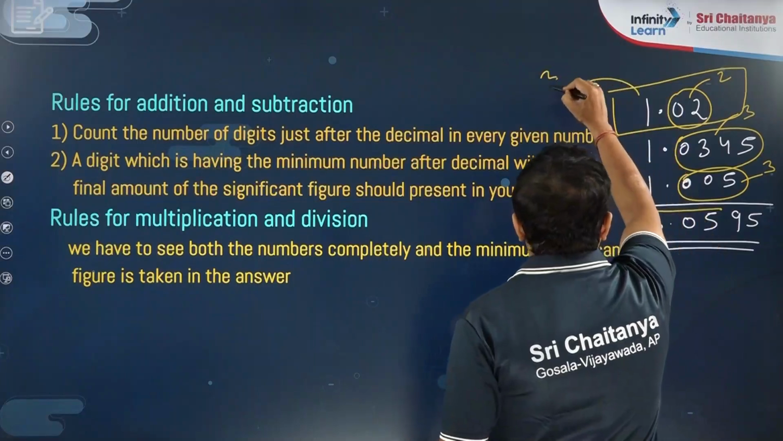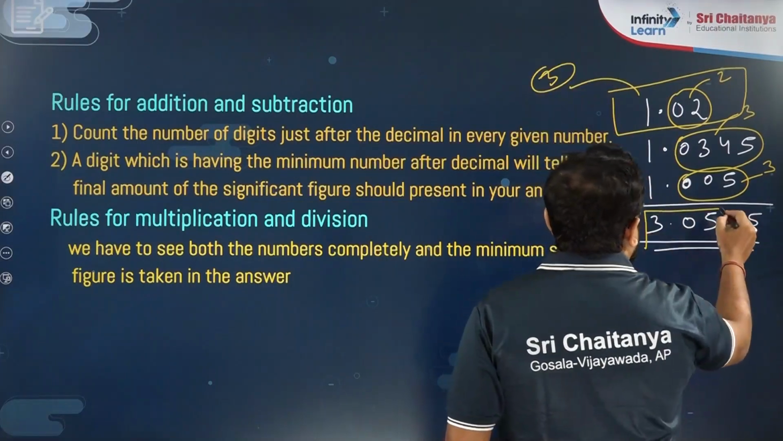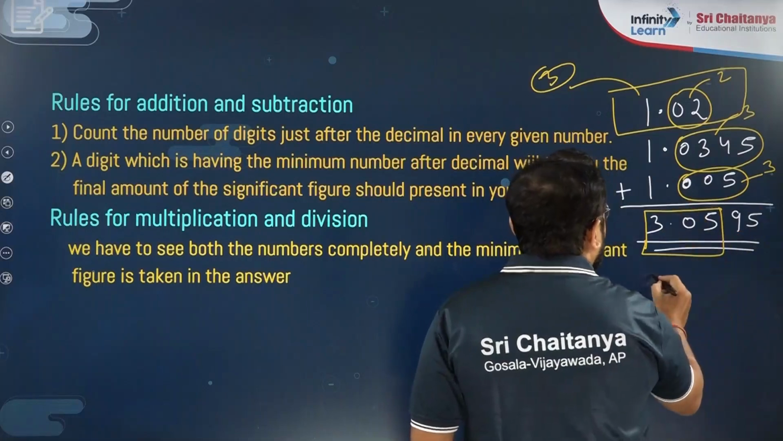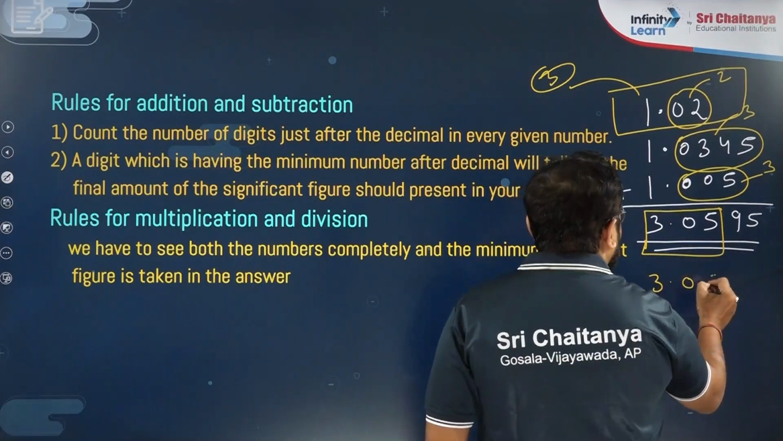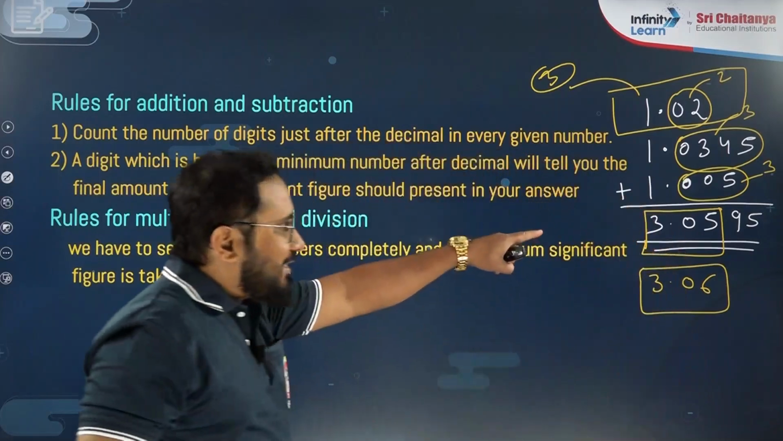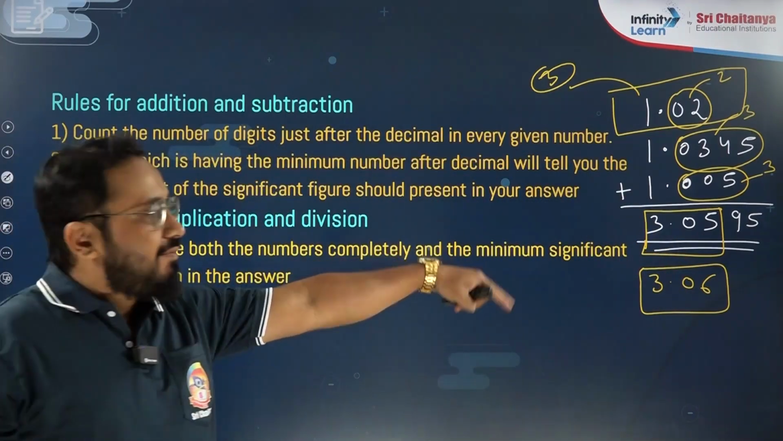This figure is 3. So 3 significant figures means this will be your answer. But 9 is over here, so we will round it off. So the answer will become 3.06. Is it clear? 9 is there, we will round it off, so the answer will become 3.06.